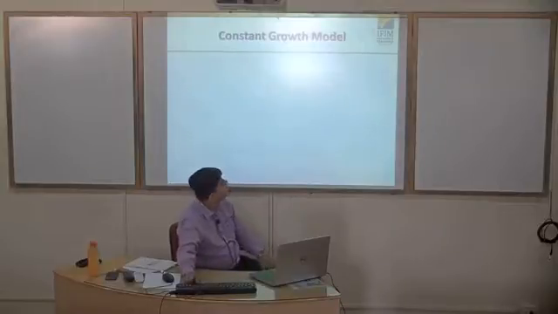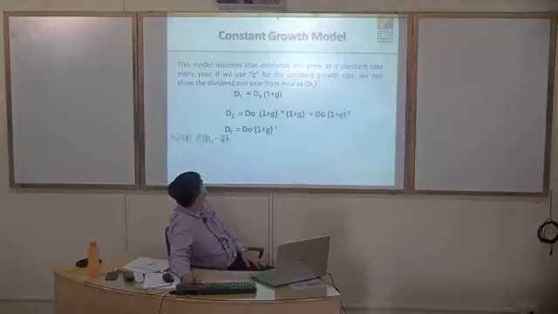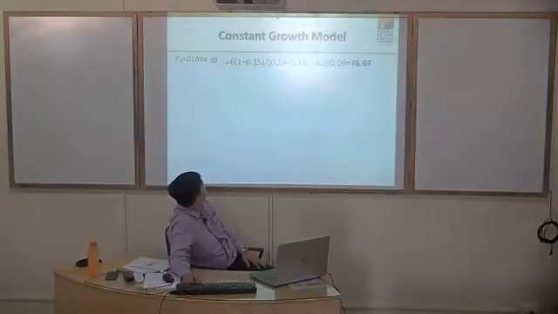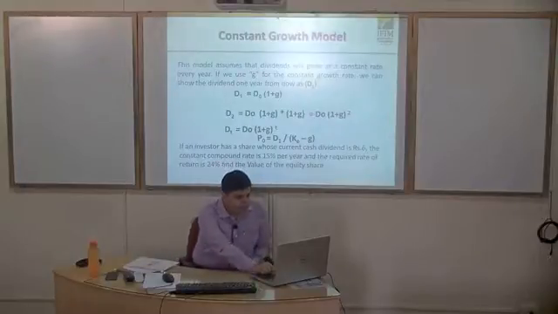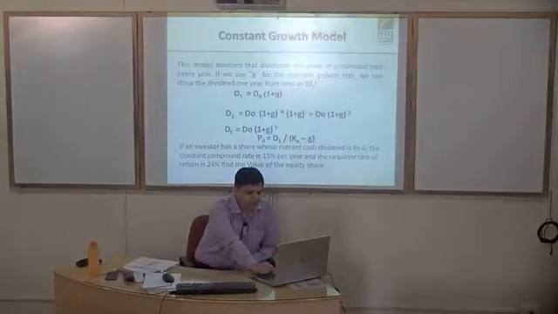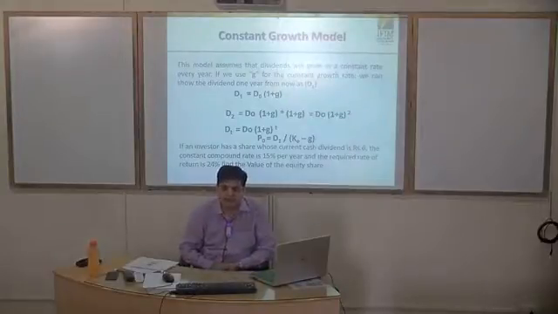So, constant growth model. Okay. This model assumes that dividends will grow at a constant rate every year. If we use G for the constant growth rate, we can show the dividend one year from now as D1. D1 equals D0, that's the dividend at year 0, into (1 plus G), where G is the growth rate.